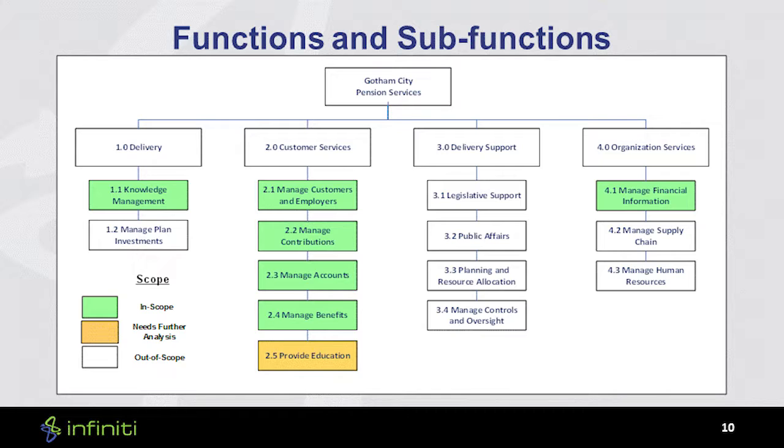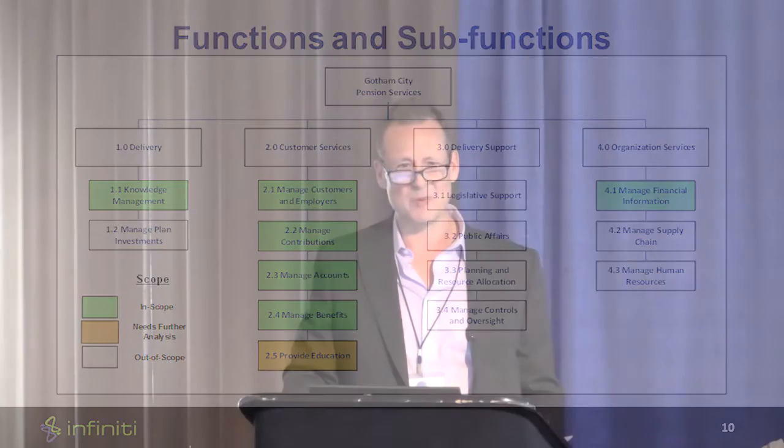But we also know that some things are out of scope, so they aren't colored. So delivery support, if you look at legislative support and public affairs, well, that's not really in scope of a project with the retirement services, okay? So this would be the top level of your functional hierarchy diagram. It should fit onto one page, okay? It should be that one-page snapshot that says what your organization is.